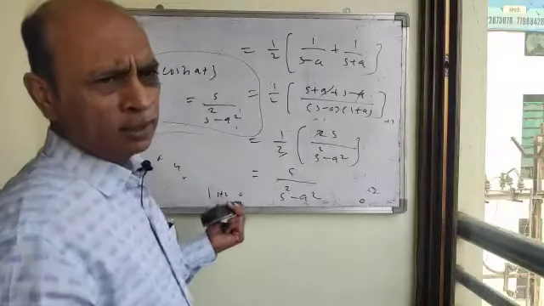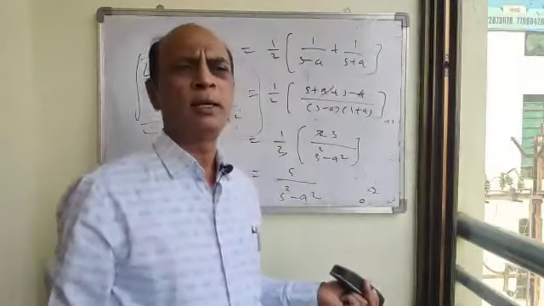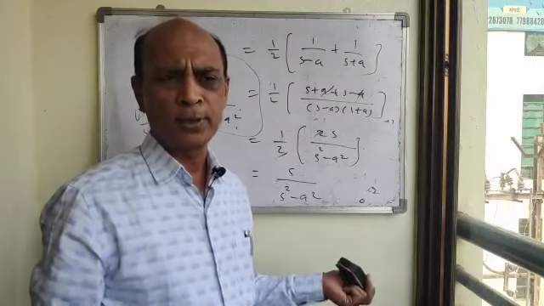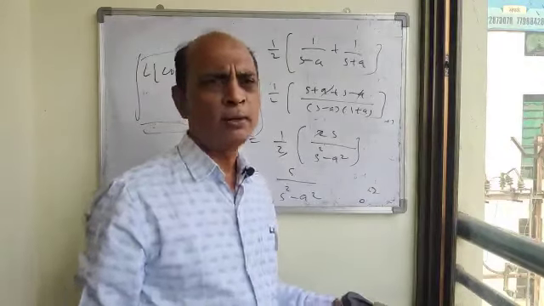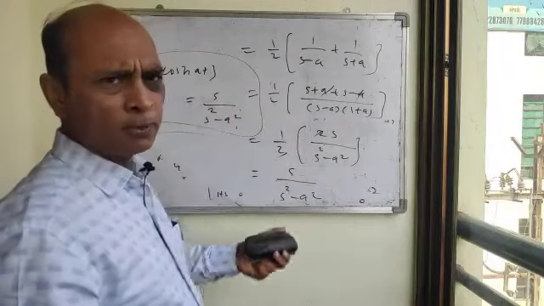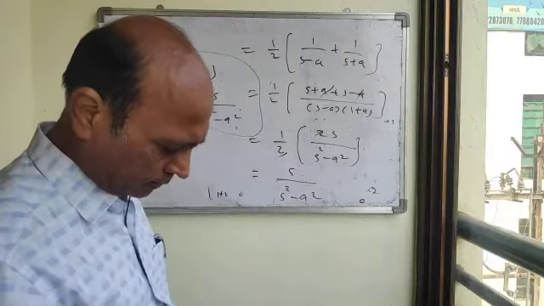Now from that you can find the Laplace transform of cosh 5t, cosh 7t, cosh half t, any function you can find by using this formula, that is L of cosh at equals s upon s square minus a square.